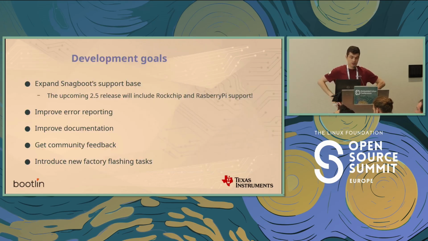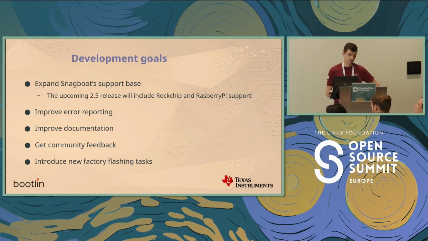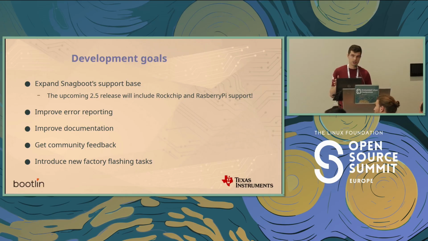So for our development goals, obviously, we're always looking to expand the support base of Snag Boot, even if we have quite a lot of different SoCs supported now. There are permanently new SoCs coming out that we want to support, and also we have some ones which we don't quite support yet. In 2.5, we'll have Rockchip support and also Raspberry Pi. So it's really BCM 27, 11, and 12, if I remember correctly. So Broadcom SoCs, but I think they're only used in Raspberry Pi compute modules.